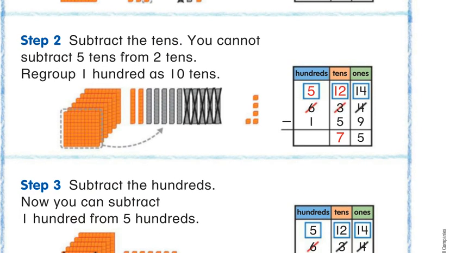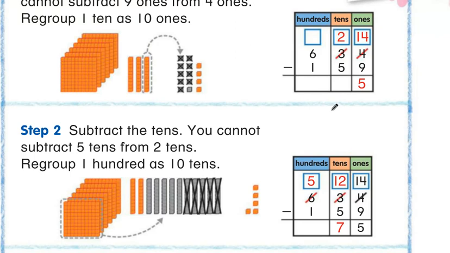Then step 2 is you need to subtract the tens place. So here we have 3 minus 5. You cannot subtract 5 tens from 2 tens. So you need to regroup 1 hundred as 10 tens. So this 3 right here would actually become, because we had a 2 right here above the 3, so that now would become a 12. And then this 6 in our hundreds place would become a 5, because we're regrouping 1 hundred as 10 tens.